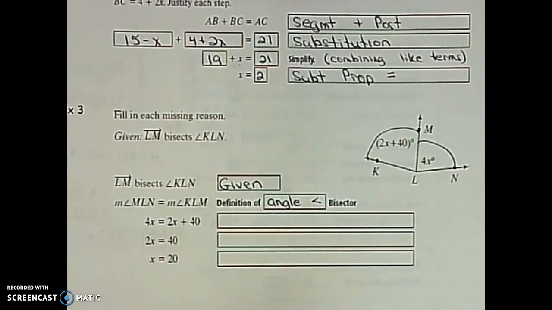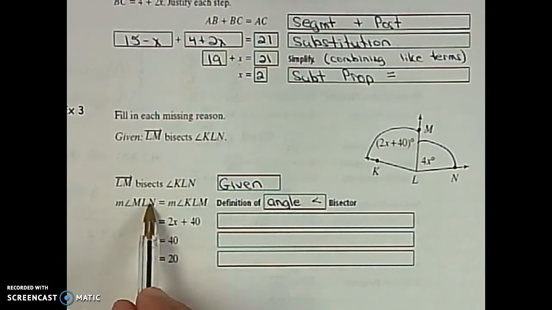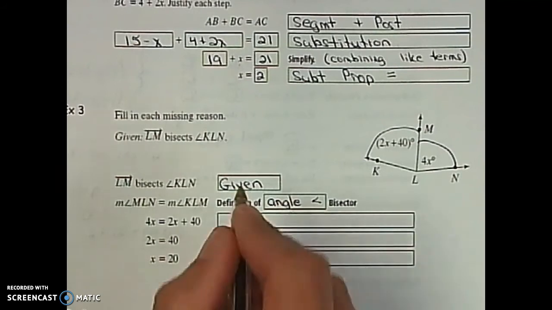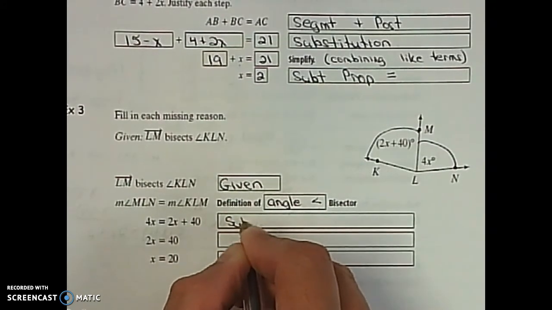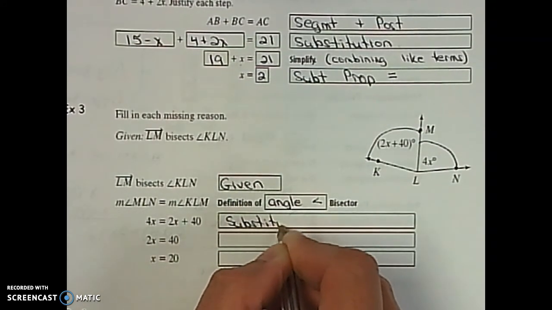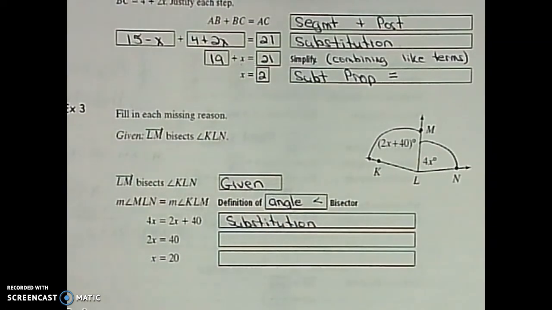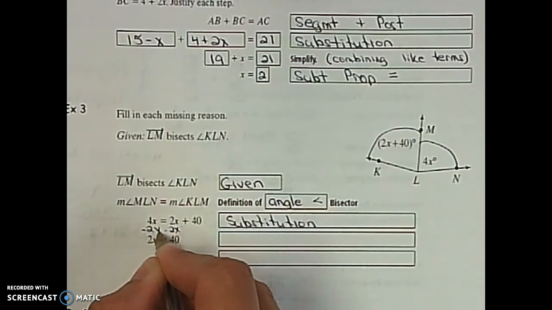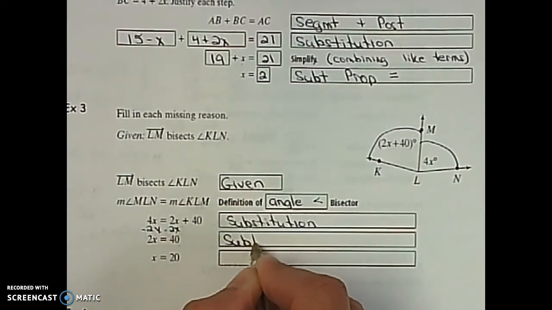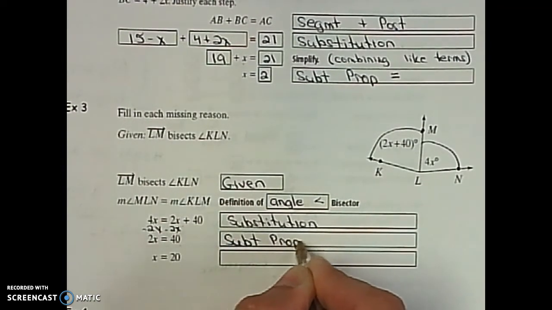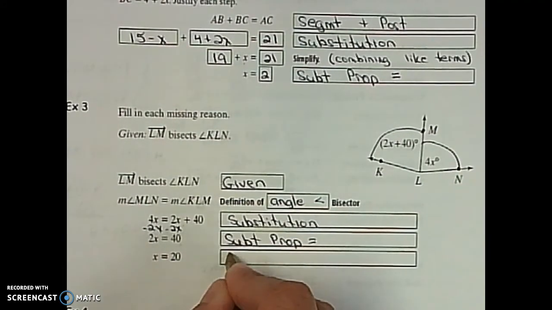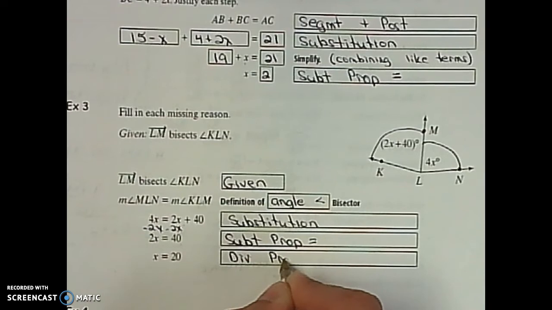Okay, now we're setting up the equation. So notice again, in place of this, I put 4x. In place of that, I put 2x plus 40. Again, that key word was in place. So again, we did substitution. Now we're back to some Algebra 1 to get from here to here. It looks like they subtracted 2x. So that is subtraction property of equality. And then finally they divided by 2, so that is division property of equality.